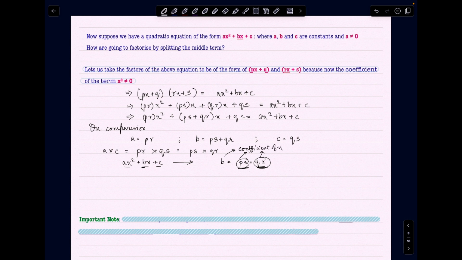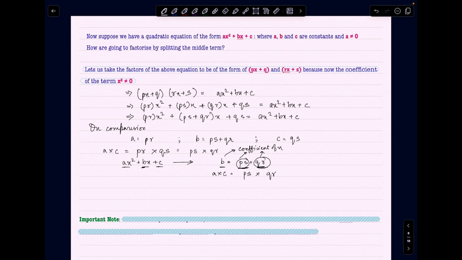Okay, and the coefficient of ax square and the coefficient of x to the power 0 are multiplied. That is, a into c is the multiplication of these numbers, ps and qr. The multiplication of ps and qr is equal to a into c, that is, the coefficient of x square into the coefficient of x to the power 0. And the coefficient of x is equal to the addition of those two numbers, ps plus qr.